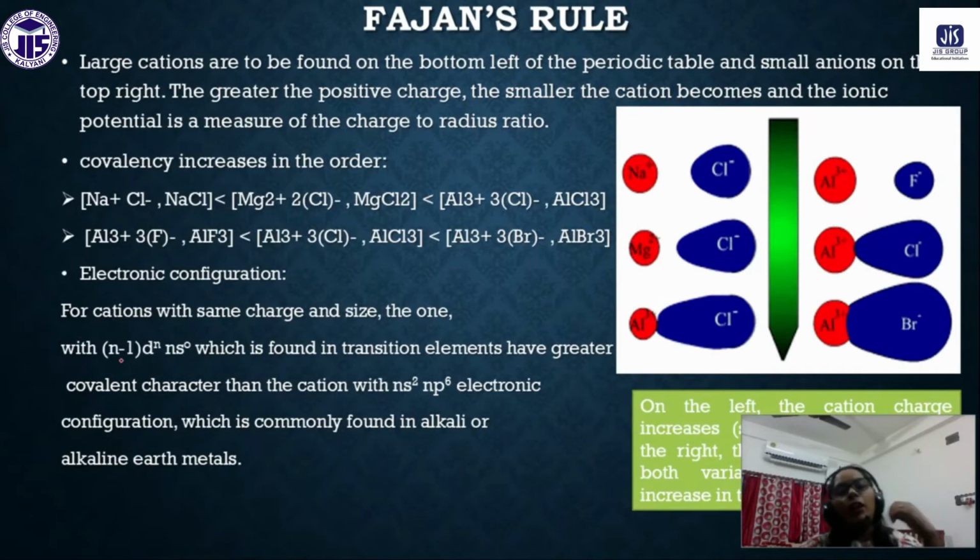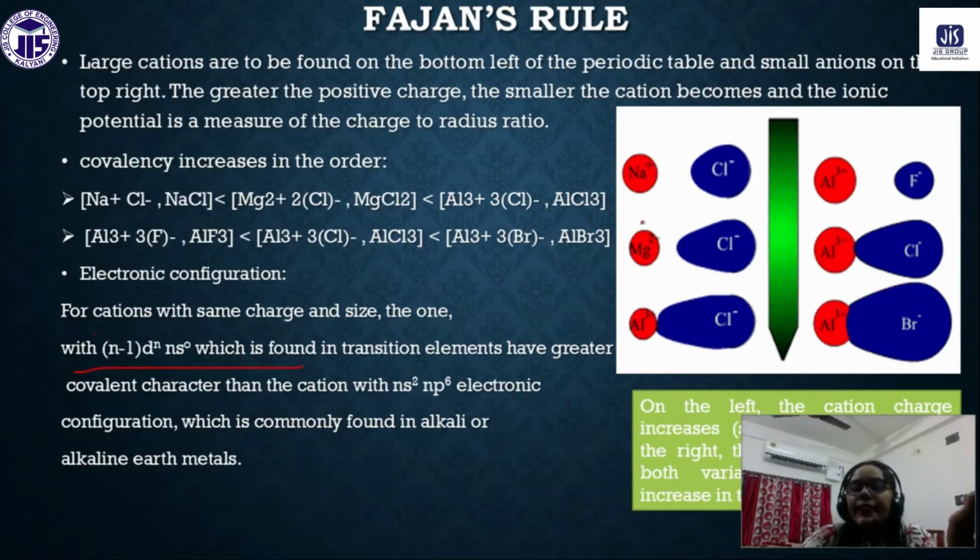And one more thing, if the electronic configuration of the cation is the inert gas configuration, then the covalent character will be lower, because inert gas ions have less tendency to attract the electron. Or if the cation has the pseudo inert gas configuration, then the charge will be higher, distortion will be higher, and covalent character will be higher.